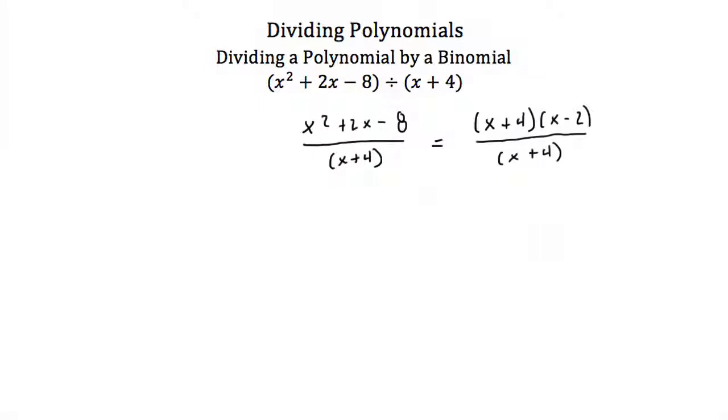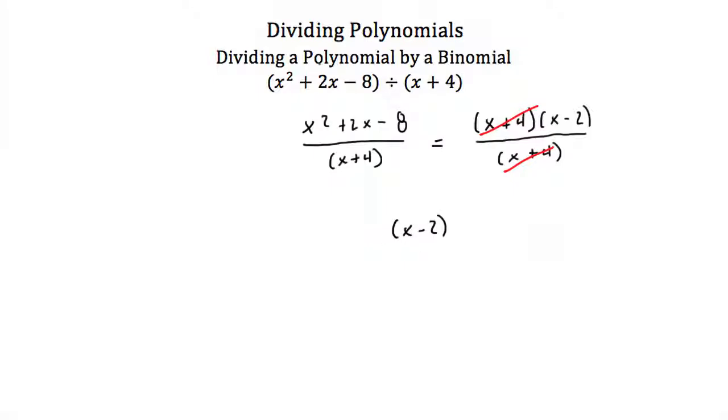And notice that we have an x plus 4 in both the numerator and the denominator. When you have an x plus 4 and you divide it by x plus 4, that's just equal to 1. So these binomials are going to cancel. And all you're going to be left with is x minus 2.